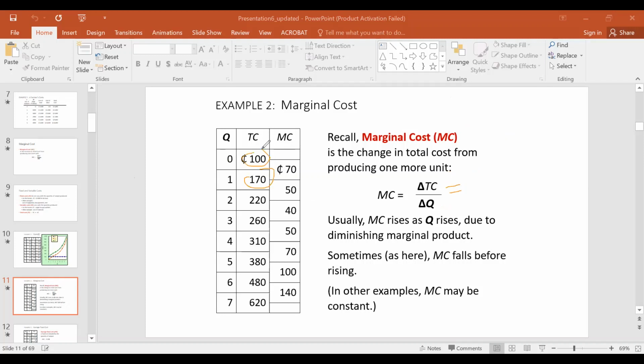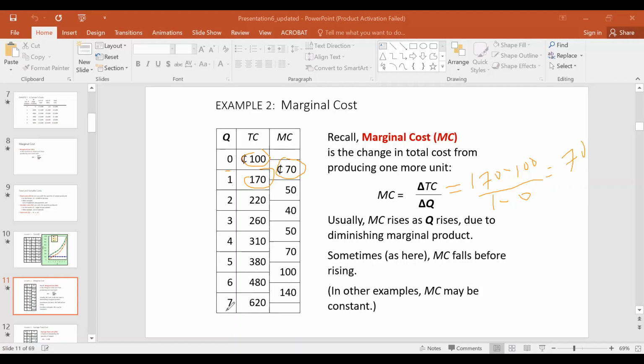170 minus 100 is a change in total cost. 170 minus 100. And what is the change in quantity? It's changed from 0 to 1. So 1 minus 0, that gives us 70. So it's recorded here as a marginal cost. Additional cost incurred because you moved from 0 unit to 1 unit. Okay, let's look at the last one. You can go through the rest, but look, what is 620 minus 480 is 140.